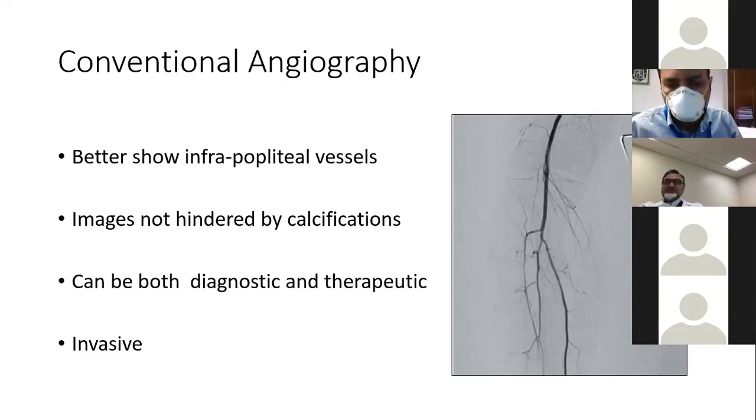a diagnostic and a therapeutic purpose, and it also depends on the center in which we are working. But for the juniors, I would say, you have to know about the limitation and utility of every investigation.